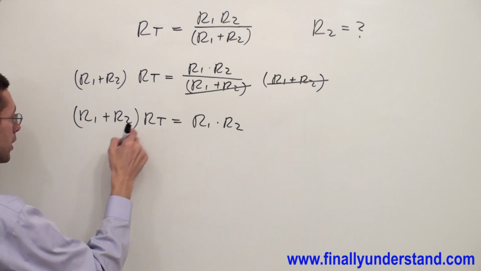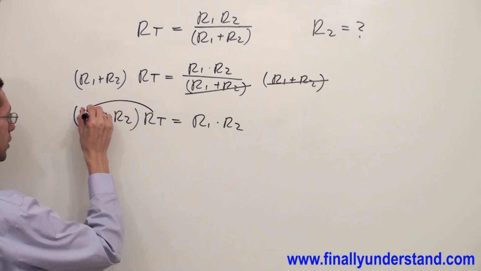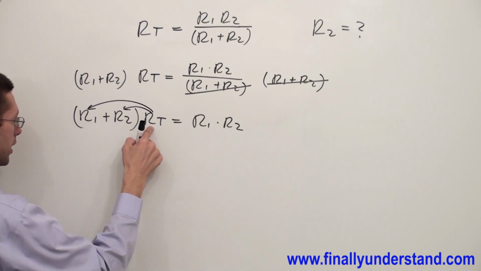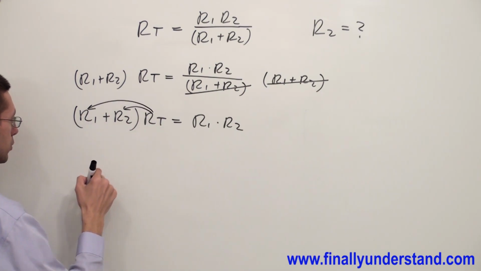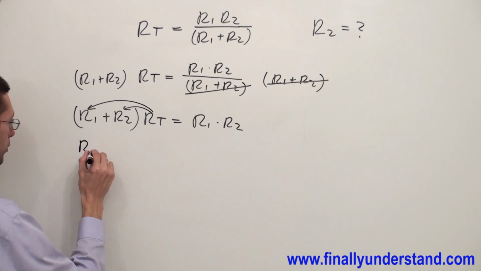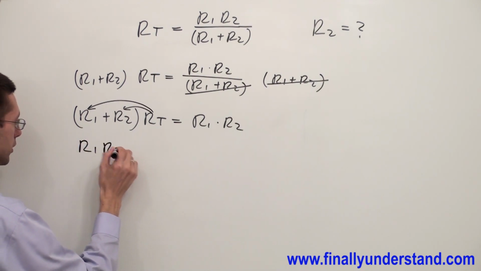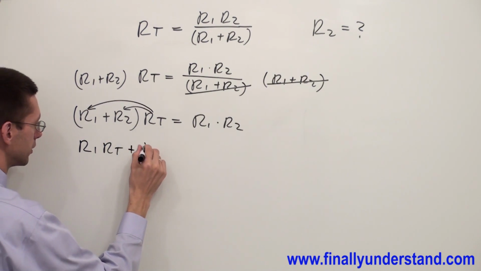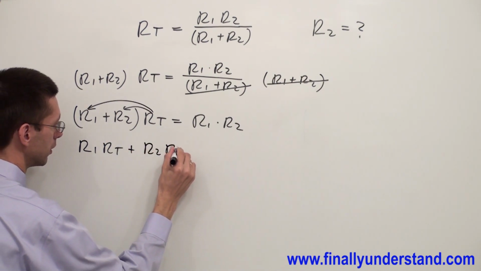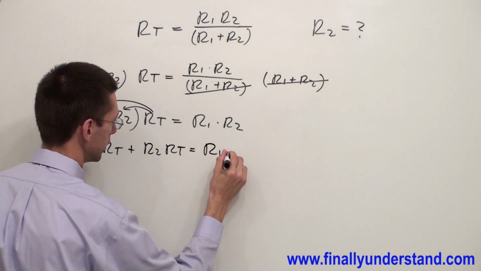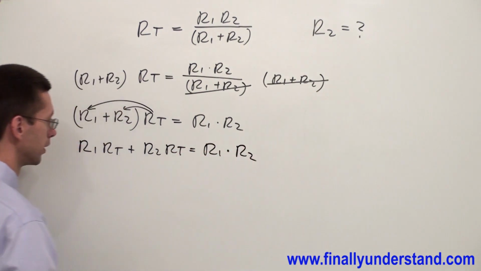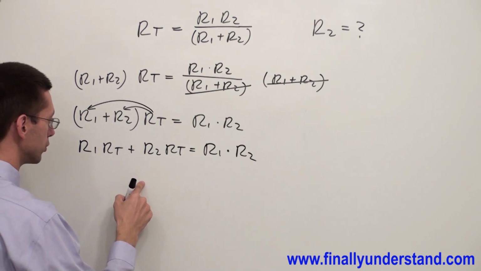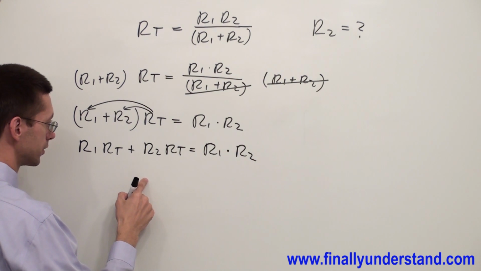How can I eliminate them? By distributing RT into the parentheses. If you multiply RT by R1 and RT by R2, parentheses are going to disappear. So I'm going to have R1 times RT plus R2 times RT equals R1 times R2. Next, I'm going to collect all R2s on one side.